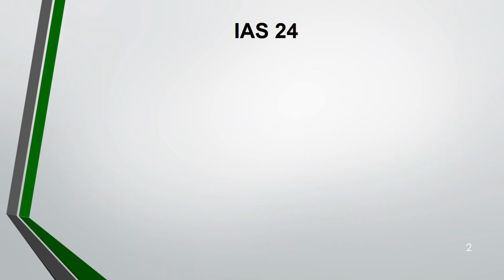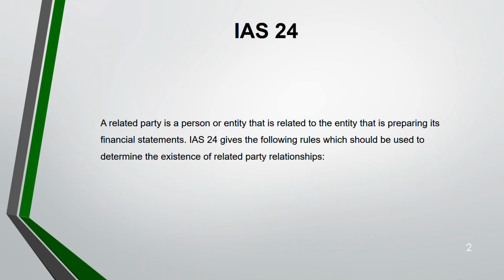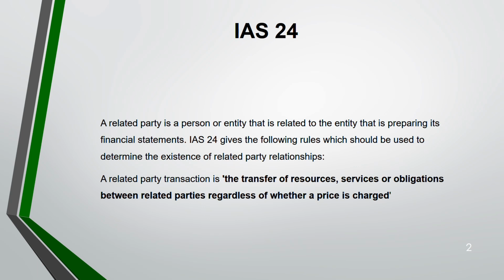So who is a related party? A related party is an entity or a person that is related to the entity preparing the financial statements. IAS 24 gives the rules used to determine the existence of a related party relationship. A related party transaction is the transfer of any resource, service, or obligation between related parties, regardless of whether a price is charged or not.